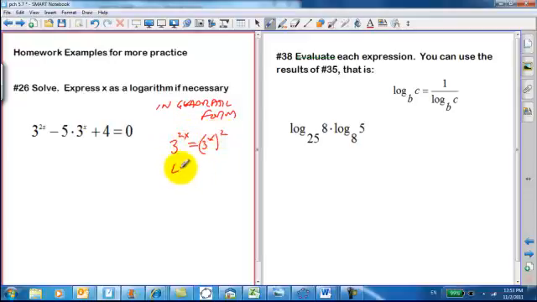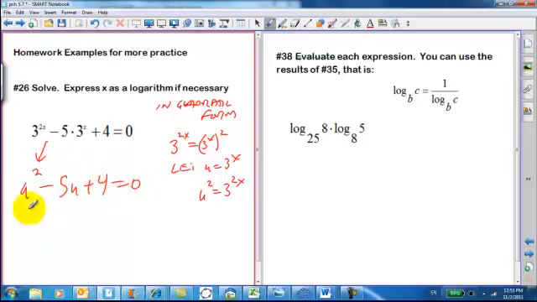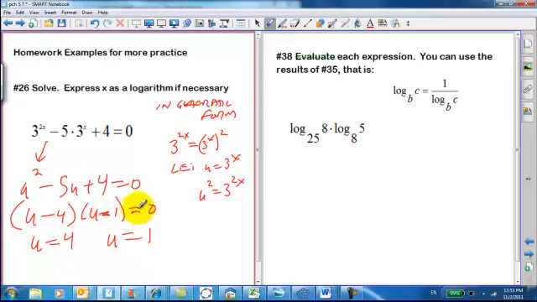So we could let u equal 3 to the x. And so u squared equals 3 to the 2x. So you can transform this equation into u squared minus 5u plus 4 equals 0. And that's easily factored, u minus 4 times u minus 1. So you get u equals 4 or u equals 1. But be careful with using substitution techniques. You do have to sort of unsubstitute at the end here.